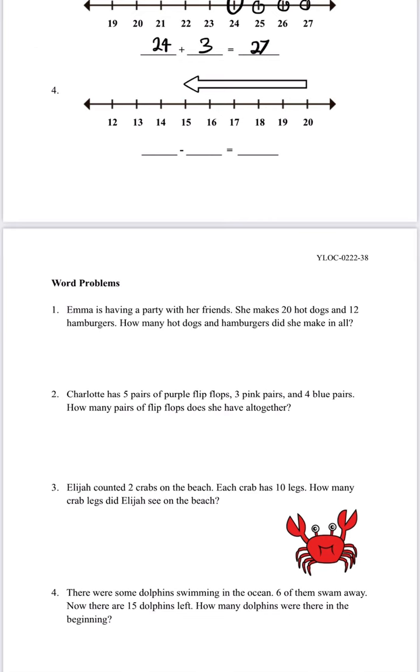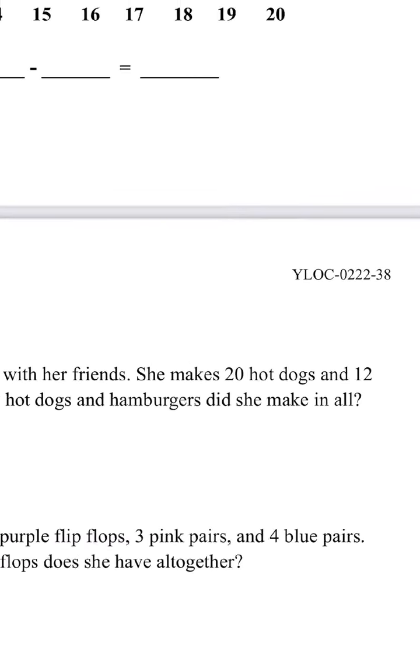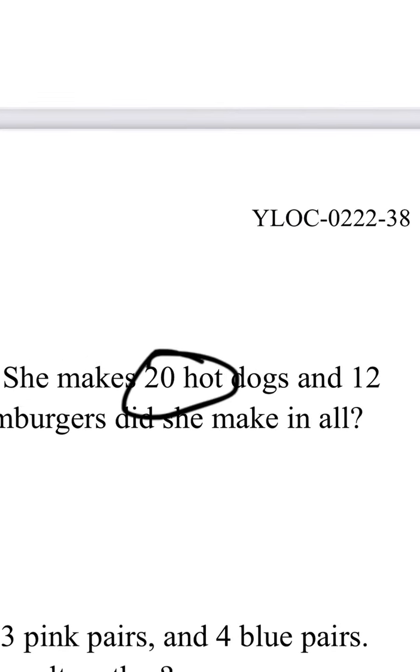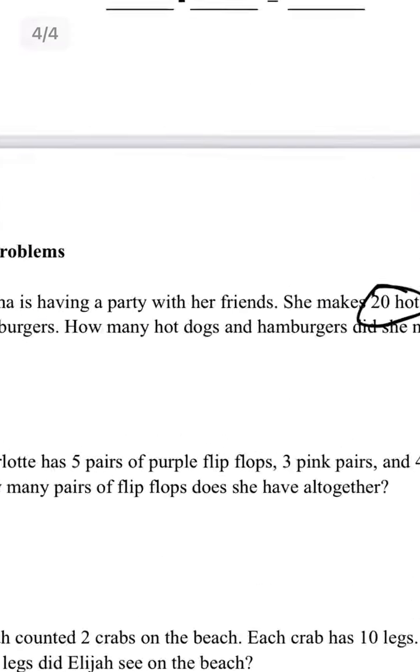For this part, we have word problems. Let's look at number 1. For number 1, it says, Emma is having a party with her friends. She makes 20 hot dogs and 12 hamburgers. How many hot dogs and hamburgers does she make in all? So we need to add 20 and 12 in order to know the total.